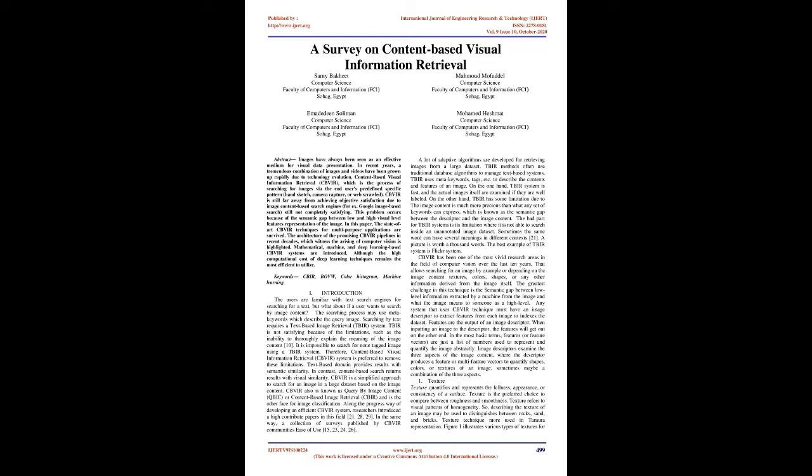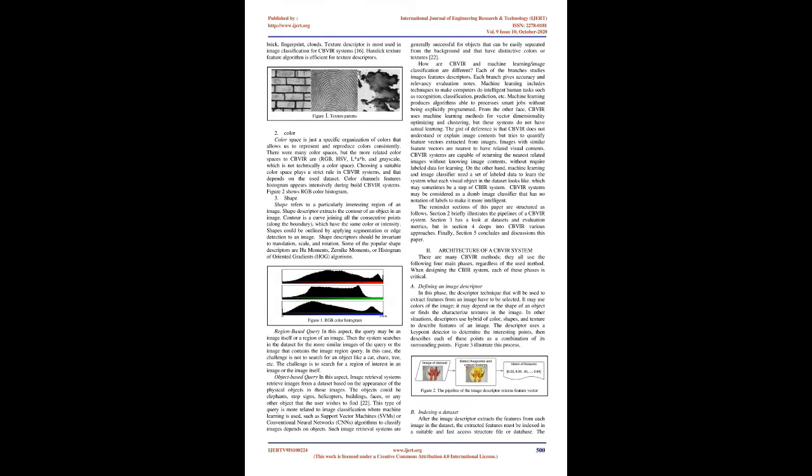Any system that uses the CBVIR technique must have an image descriptor to extract features from each image to index the dataset. Features are the output of an image descriptor. When inputting an image to the descriptor, the features come out on the other end. In the most basic terms, features, or feature vectors, are just a list of numbers used to represent and quantify the image abstractly. Image descriptors examine three aspects of the image content, where the descriptor produces a feature or multi-feature vectors to quantify shapes, colors, or textures of an image, sometimes a combination of the three aspects.